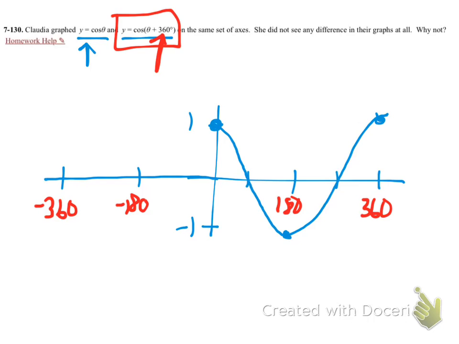This graph is going to continue in the same pattern. If it went from 0 to 180 to get from the top to the bottom, it's going to do the same thing here in this next side. So the graph is going to be at the lowest point right there, and once again at the highest point here.